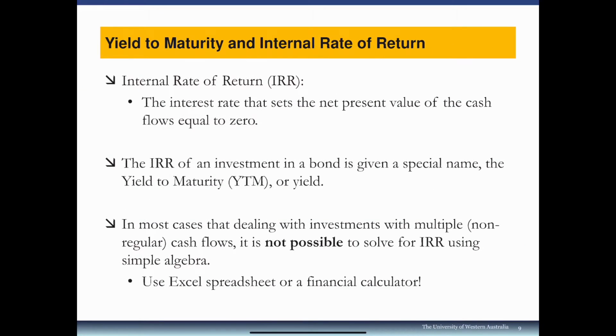So here, although we haven't officially introduced internal rate of return, which will be discussed in week 8 with Daniel, let me just quickly talk about it. So internal rate of return is an interest rate that sets the net present value of the cash flows equal to 0. And the IRR of an investment in a bond is given a special name. So yield to maturity is a special term for IRR in the context of bonds.